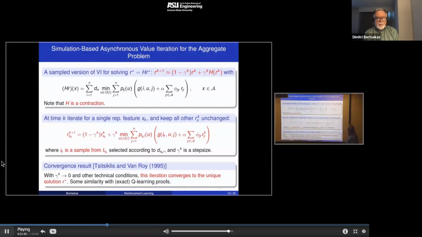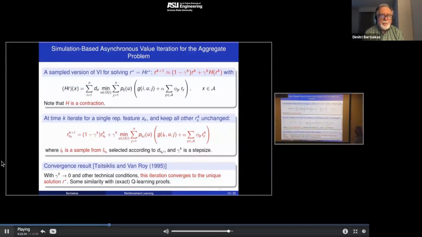And this is sort of reminiscent also of Q-learning. In Q-learning, we also had expectation of minimization. The minimization was inside an expectation, and we did sampling. You sample the outer expectation. This is very similar, and the proof of convergence is somewhat similar to Q-learning proofs. All of these proofs were done in the 90s.